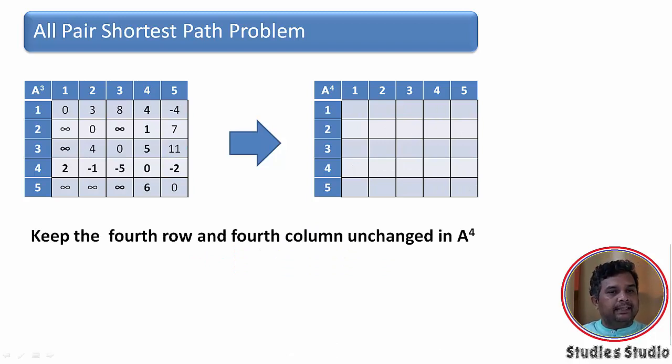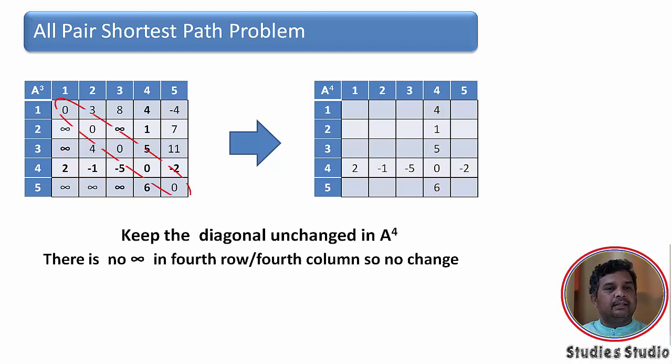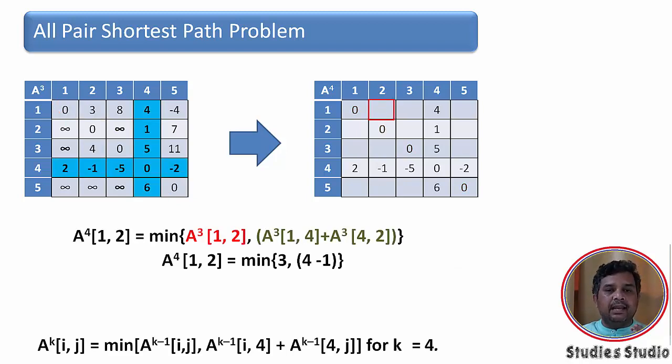So I am going to take that and find A4. So here I am going to take the 4th row and 4th column as fixed. It means all my paths from every pair are going through the 4th vertex. So I am going to write them here as they are. The next one is the diagonal, which remains the same. So the diagonal values I will write here as zeros. And is there any infinity over here? There is no infinity. As there is no infinity in the fixed row and fixed column, I am going to fill all the blank spaces now.